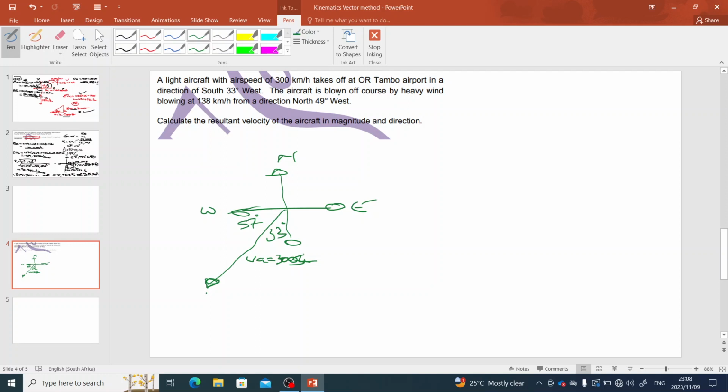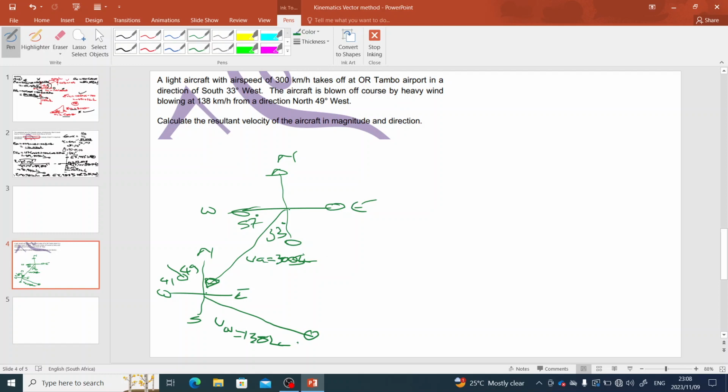They are saying the aircraft is blown off course by a heavy wind blowing at 138 kilometers per hour from the north. You make your second Cartesian plane. This is north, east, south, west. From north is your reference point. It is blowing from, it is 49. This would be 51. Blowing from to this direction there. V wind, it is 138 kilometers per hour.